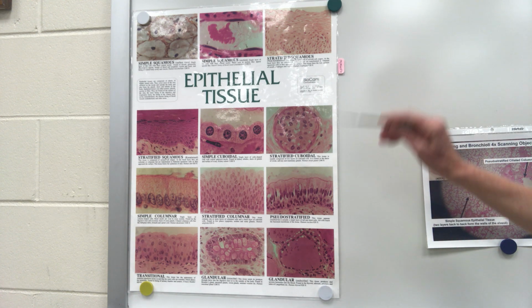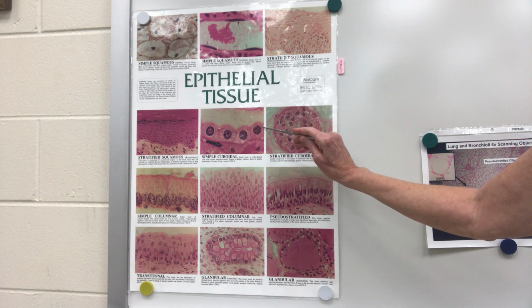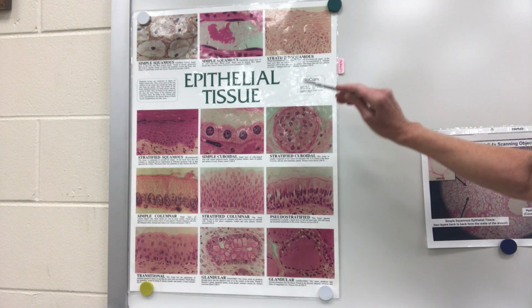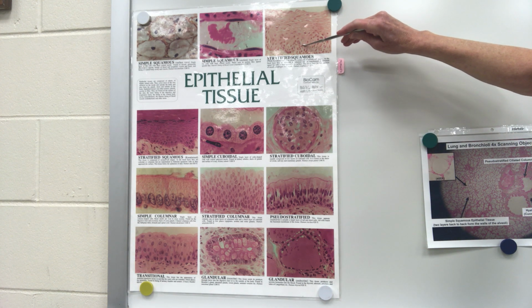Some of our tissues will have a single cell layer. So here is one single cell layer of cuboidal cells. That's called simple. Or it may have many layers. And when it has many layers, it is stratified.